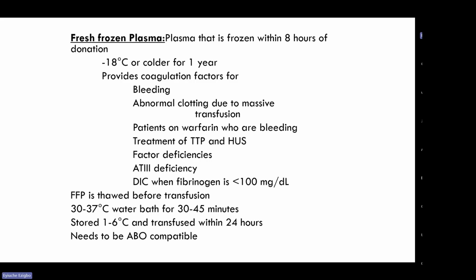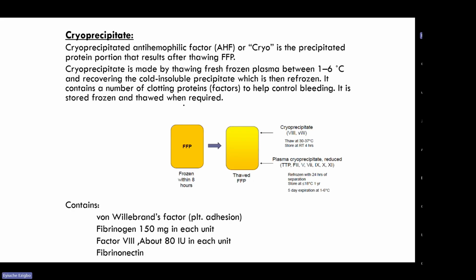Fresh frozen plasma is thawed before it is transfused. Thawed at 30 to 37 degrees centigrade for 30 to 45 minutes in a water bath. Stored at 1 to 6 degrees centigrade and transfused within 24 hours after we have thawed it. Okay, it also needs to be ABO compatible. Okay, we now have cryoprecipitate, another component of the whole blood.